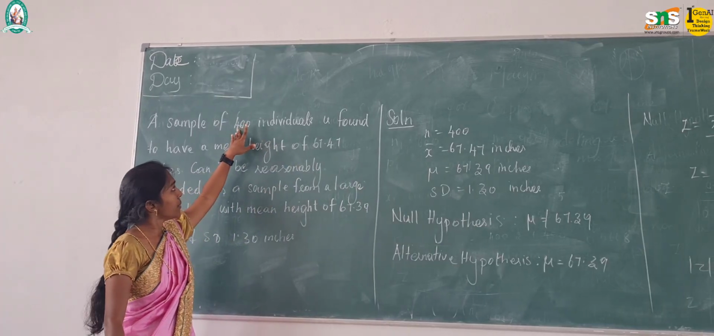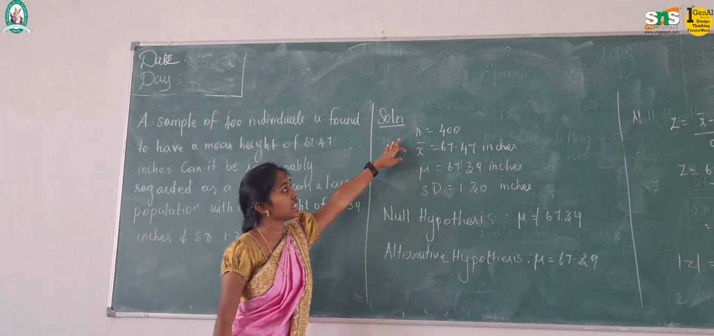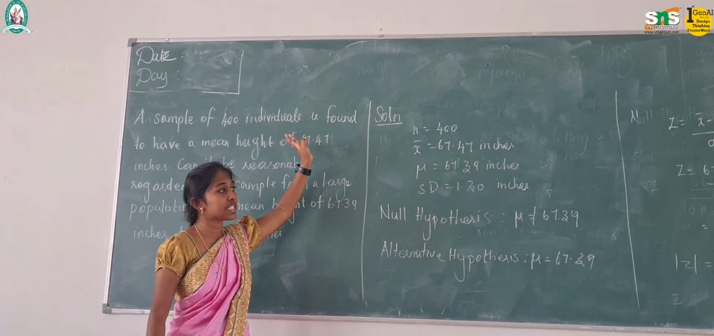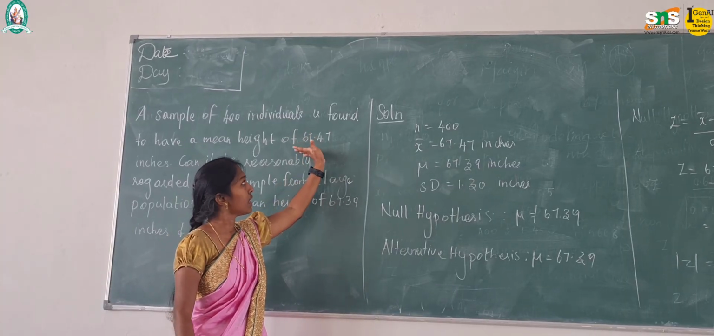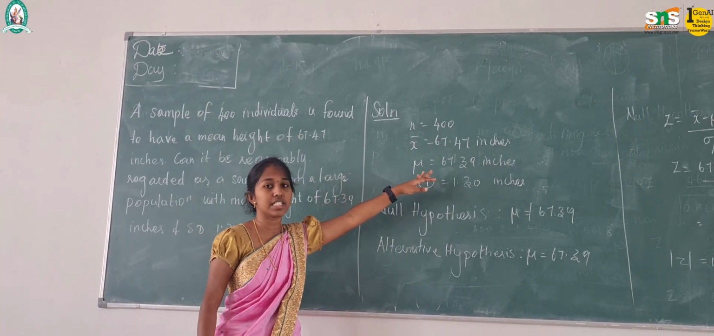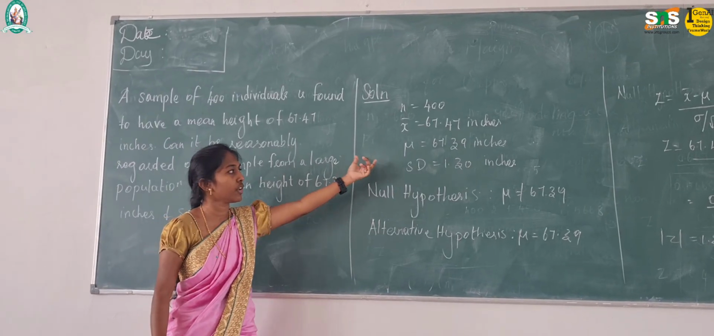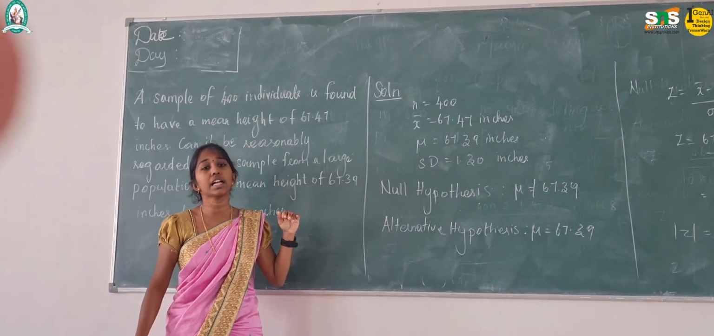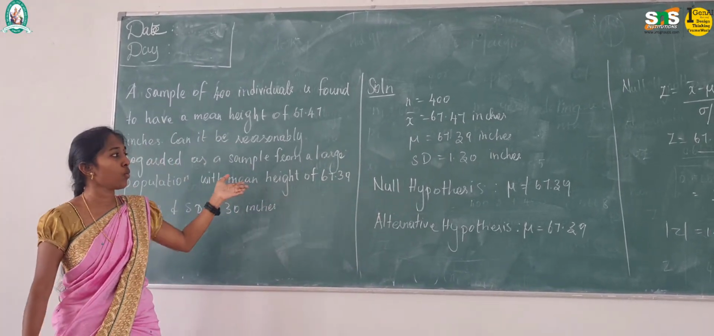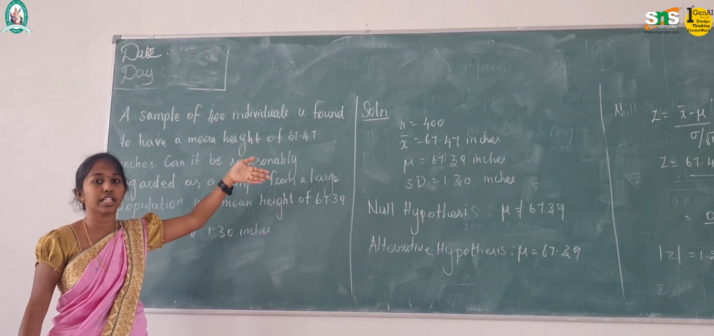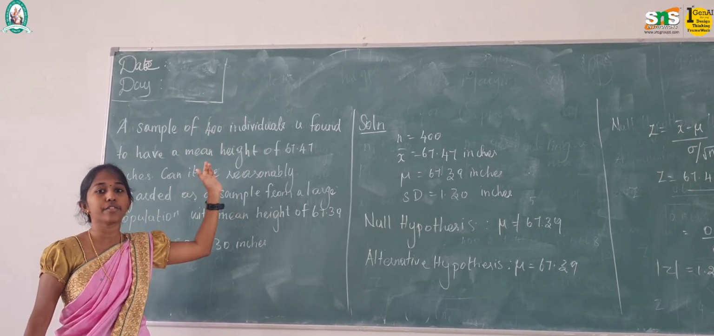Here the sample size is 400, so n is equal to 400. The x bar value is 67.47 inches and the population mean is 67.39, which is mu, therefore mu is equal to 67.39. Then the standard deviation is 1.30, which is also given in the question. So these are the terms we obtained from the question.